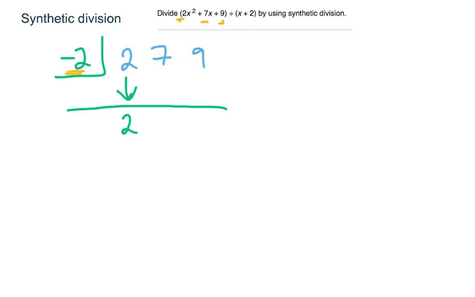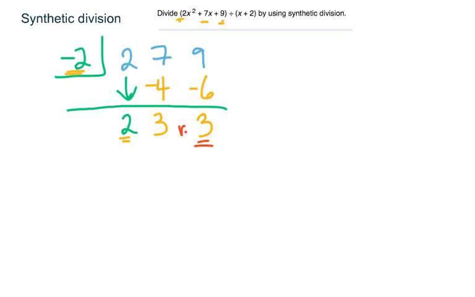My negative 2 times 2 to get negative 4. All right? Then I go ahead and I subtract 7 minus 4 and I get 3. Negative 2 times 3 is negative 6. 9 minus 6 is 3. And 3 is my remainder. Okay? If I get a 0 at the end, then I know it's absolutely divisible, and I'll show you what that looks like.